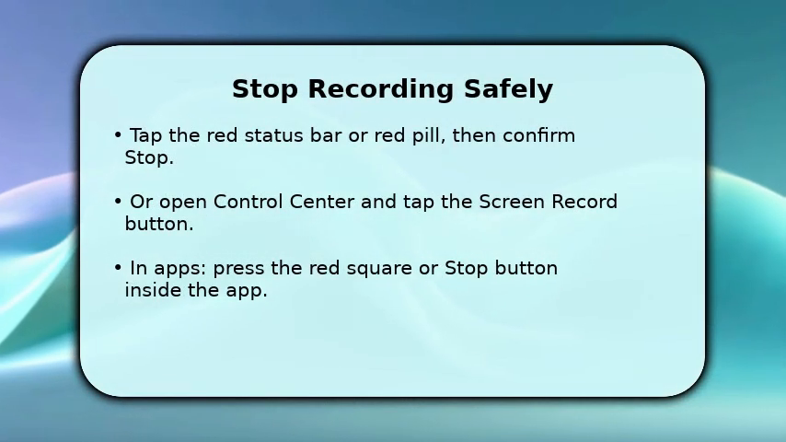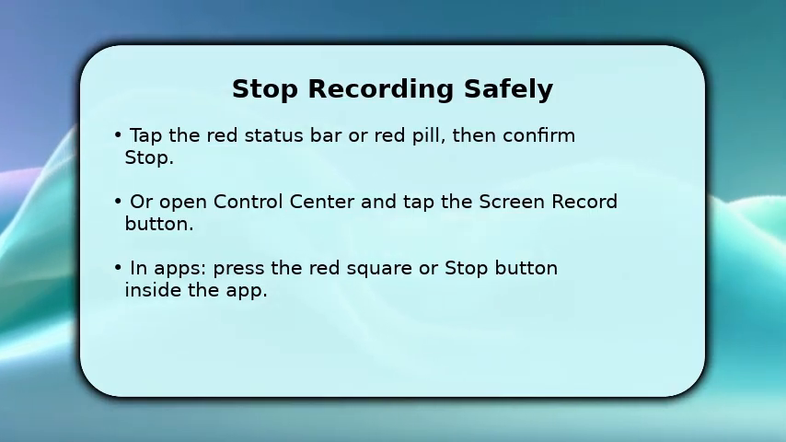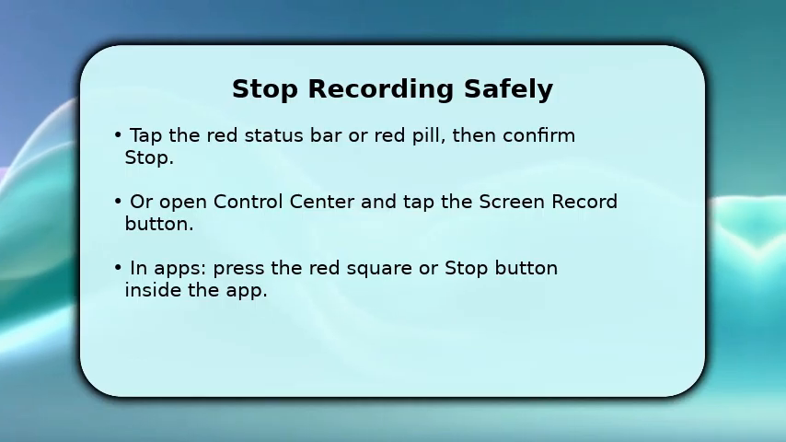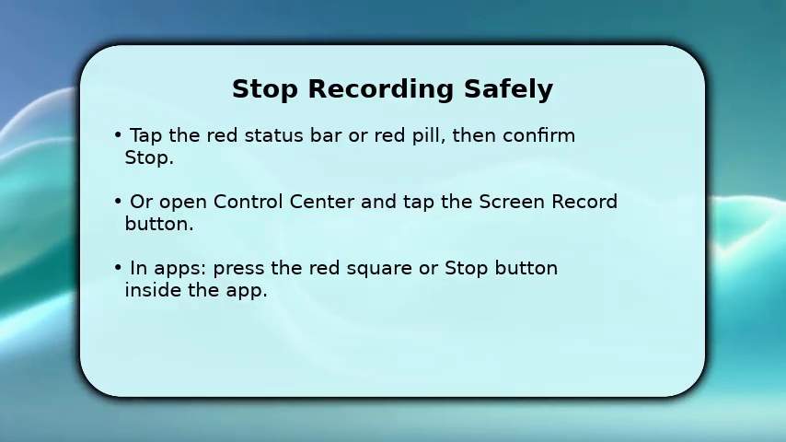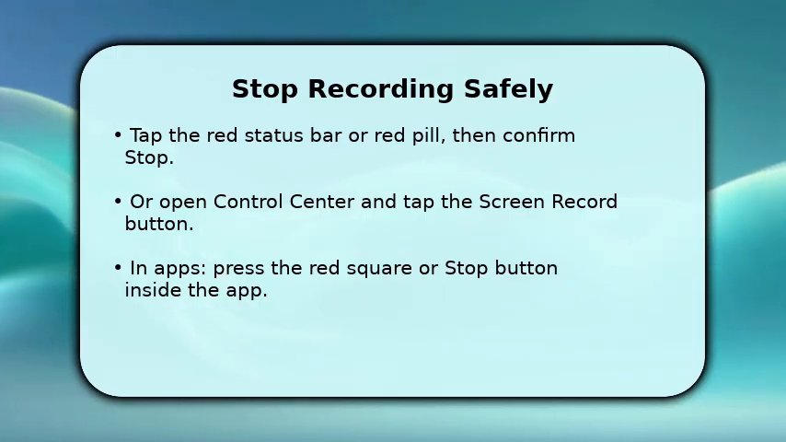Now stop the recording. If you see a red status bar, tap it and choose Stop. This immediately ends screen capture and saves the file. Alternatively, open Control Center and tap the screen record icon to stop. In camera or voice memos, return to the recording screen and press the red square or stop button.